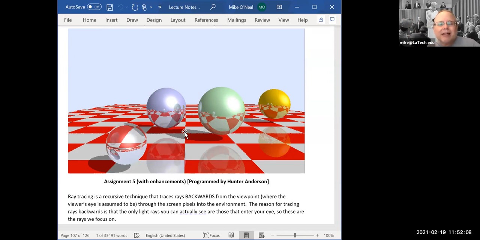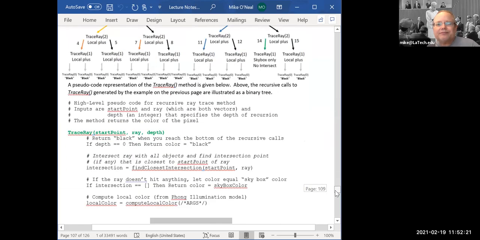But like I said, it's interesting that for the shadows of the spheres, you don't see the shadows of their shadows, as it were, because there's nothing in between that point and the light source.